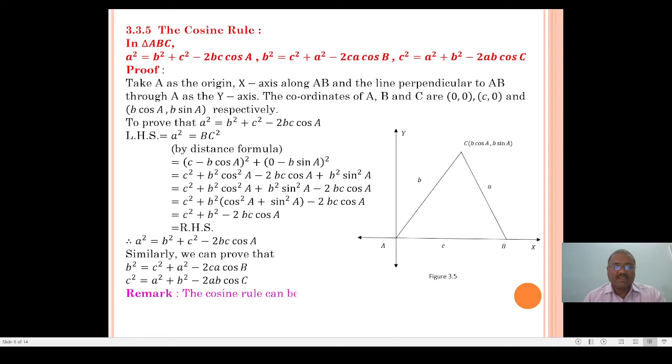So remark, the cosine rule can be stated as in a triangle ABC, cos A equals b square plus c square minus a square divided by twice bc. Cos B equals c square plus a square minus b square upon twice ca, and cos C equals a square plus b square minus c square divided by twice ab. This is the different form of the cosine rule.